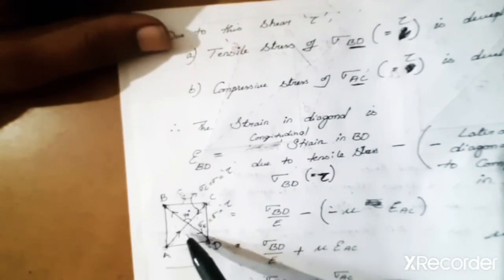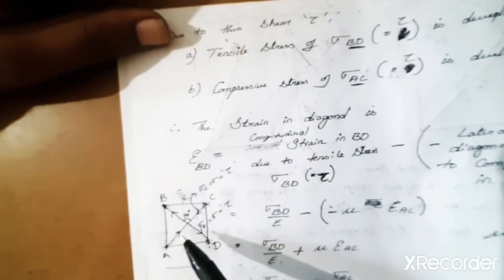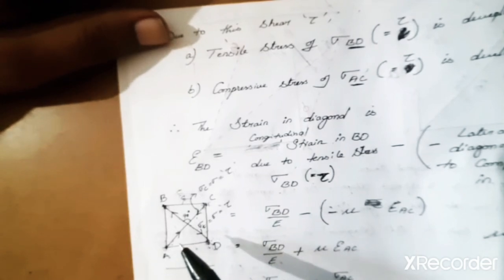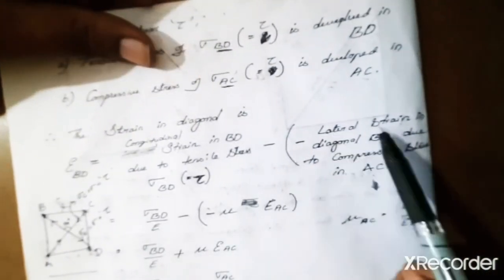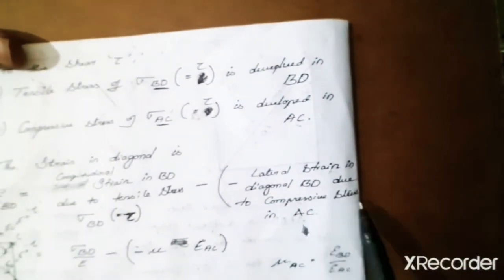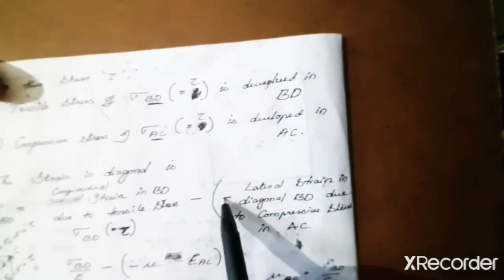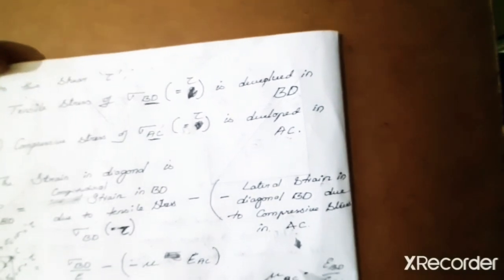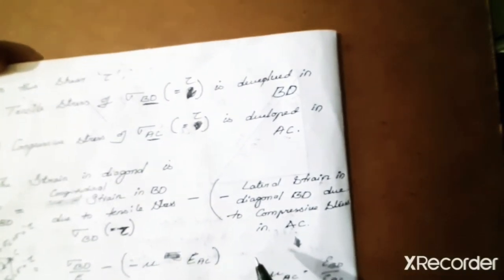So what should you do? Should you add both of these terms or subtract one from the other? Here, see the second term I just wrote: lateral strain in diagonal BD due to compressive stress in AC. Now I used a minus symbol over here. Why is that? Let me explain the reason.